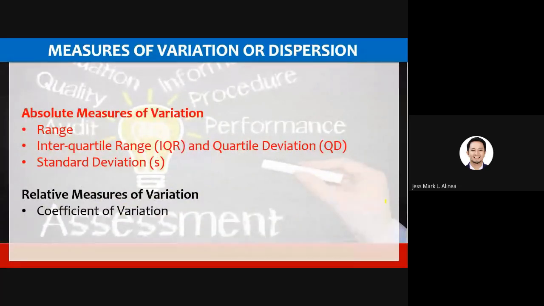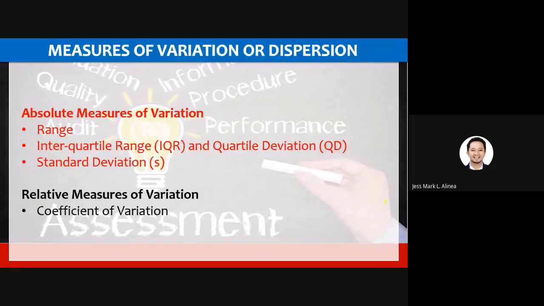So, sa absolute measures of variation, we have three. We have the range, the interquartile range or the IQR, and the quartile deviation or the QD, and the standard deviation which is S. In other textbook, SD ang ginagamit. For relative measures of variation, we have the coefficient of variation. So nakapula yung absolute measures kasi yun na ang ating i-discuss, mamaya yung relative.